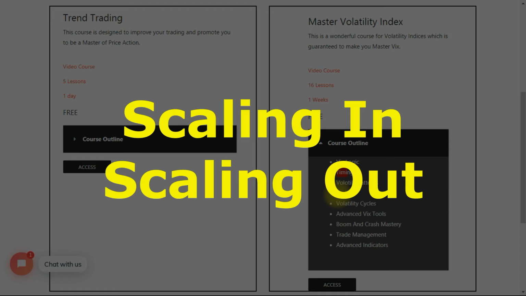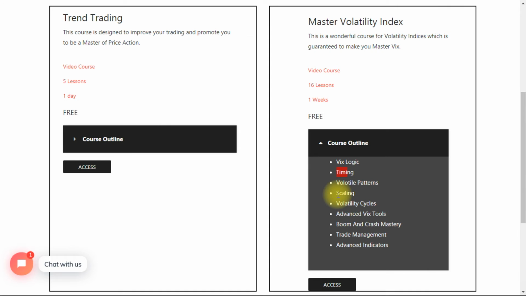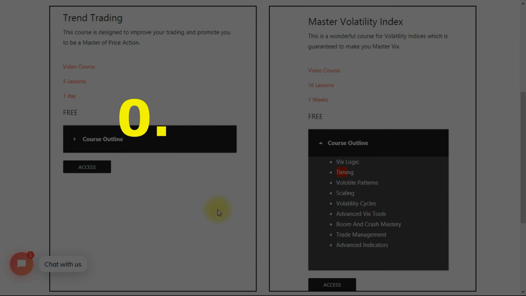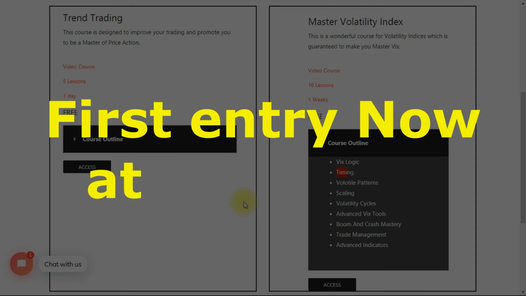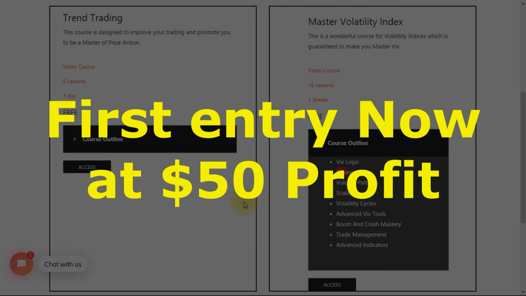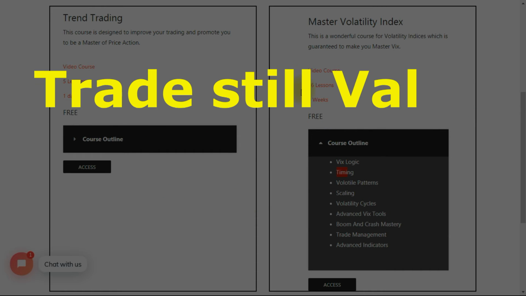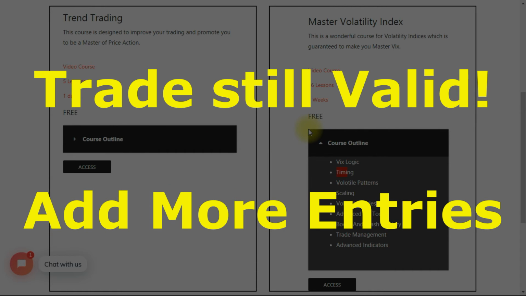So when you talk about scaling in, that's when you are increasing your trades in the running trade. Let's say you started off with just 0.01 lot size, and that is the current trade you're in. But then you notice that your first trade is now at like $50 profit, or maybe even $100 profit, and you want to add more entries because you're seeing that the direction is still going up, it's still in an uptrend, and you want to add more trades to make the most out of that trade, right? So that's what we're talking about when we say scaling in.